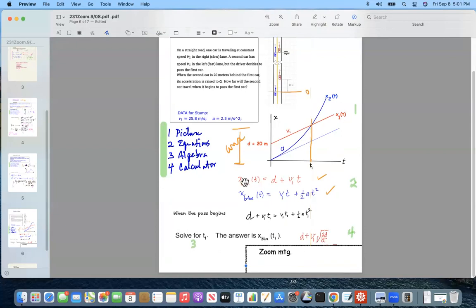So the answer is, how far did the blue car travel at the time t1? Well, it's this distance, or equivalently, it's this distance. It's d plus v1 times t. Cancel these two terms, solve for t. t is the square root of 2d over a. So here's the algebra. That's the distance that the blue car traveled. The distance that the red car traveled was just v1 times the square root of 2d over a.